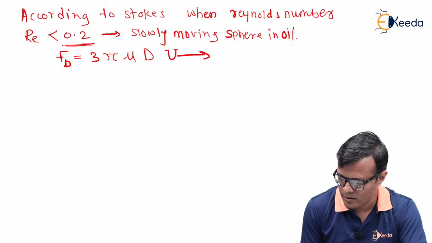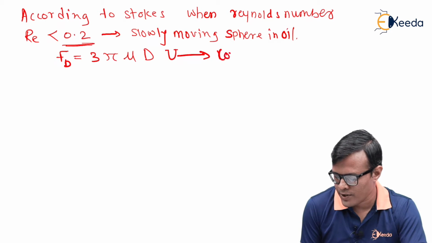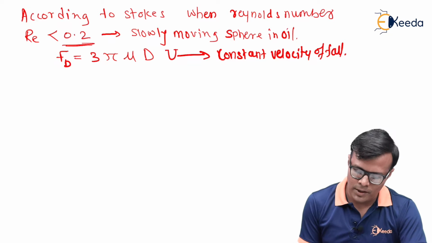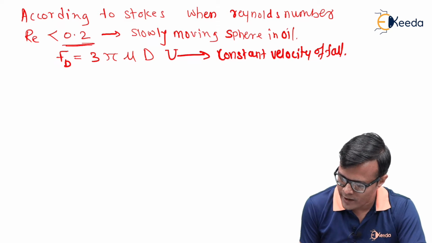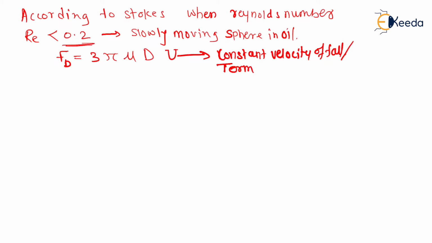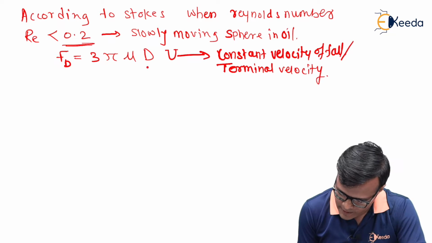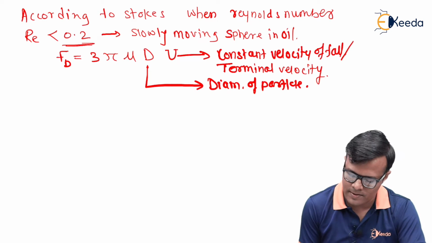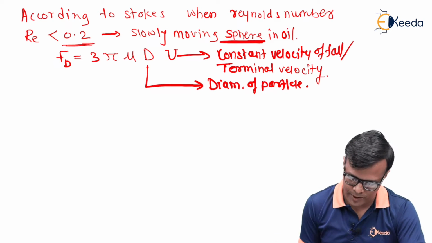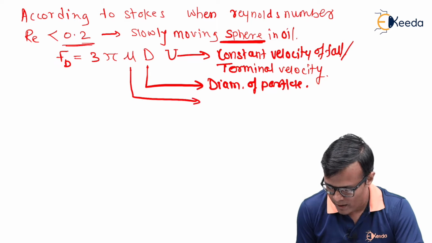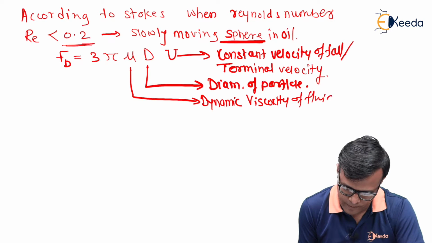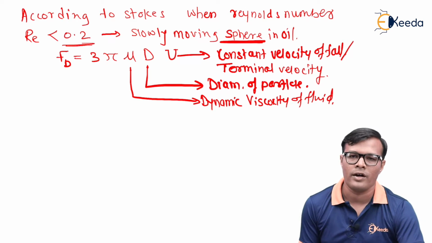This u is nothing but the constant velocity. Stokes named this velocity the terminal velocity, so we can consider it as terminal velocity. This d is nothing but the diameter of the particle. In case of a sphere, it is the diameter of the sphere. Mu is the dynamic viscosity of the fluid, and that 3 pi term is introduced.